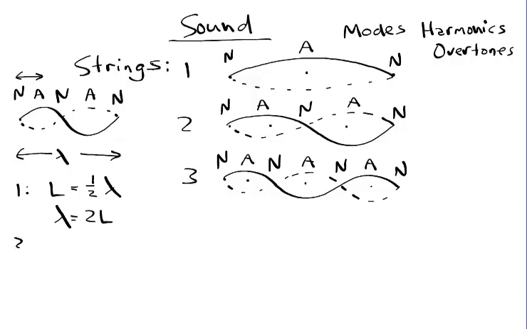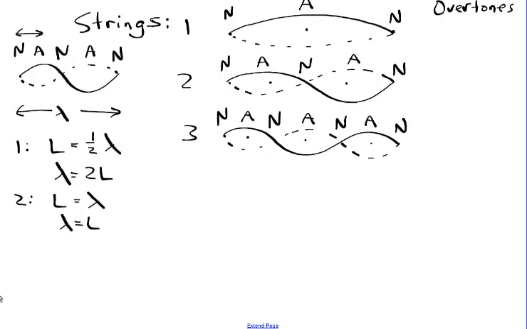In the second case, I have 4 of those intervals, which means I have 4/4 of a wave, which means I have 1 entire wavelength. And so the length of the string is the wavelength. If I rewrite that or flip it around, the wavelength is equal to the length of the string. For number 3, I have 6 of those intervals, so I have 6/4 or 3/2 of a wave on here, which means the length of my string is 3/2 the wavelength, which makes the wavelength 2/3 the length of the string. And I can keep going, but I'm actually creating a pattern here.